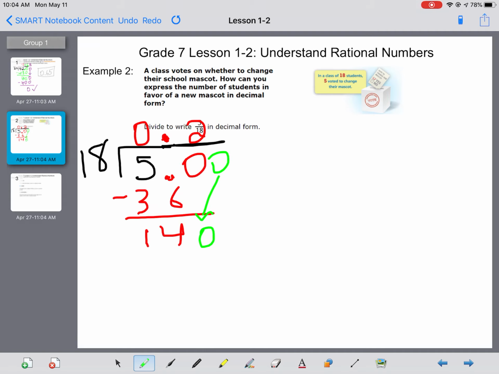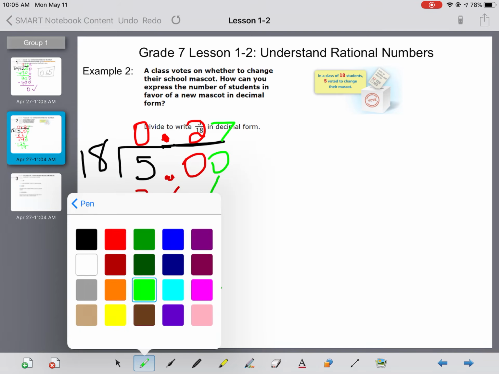So 18 goes into 140 7 times. So 18 times 7 gets us close to 140, but not exactly at 140. So it gives us 126. So 140 minus 126, okay, that's 14 again. So, okay, let's keep going. We'll go at least one more.